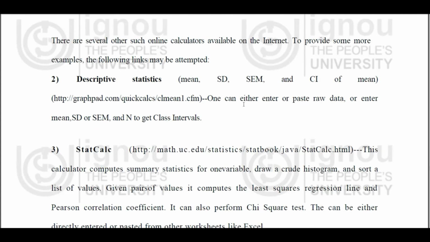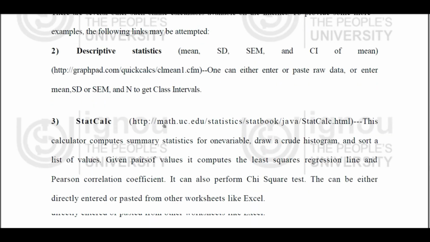There are several other such online calculators available on the internet. To provide some more examples, the following links may be attempted. Descriptive statistics: here also mean, SD, SEM, and confidence interval of means. One can either enter or paste raw data, or enter the mean, SD, SEM, and then get class intervals.